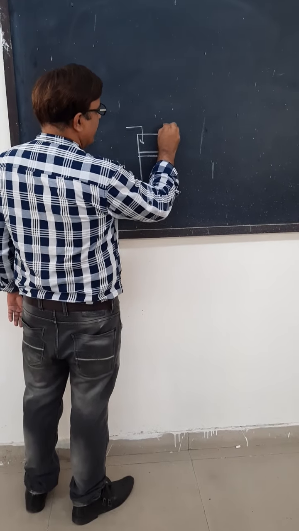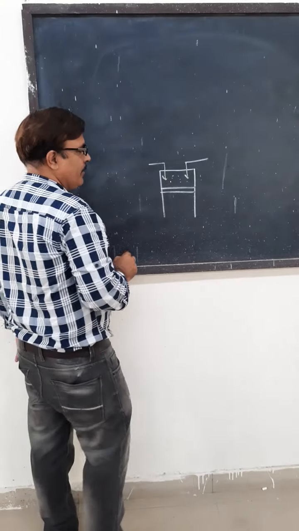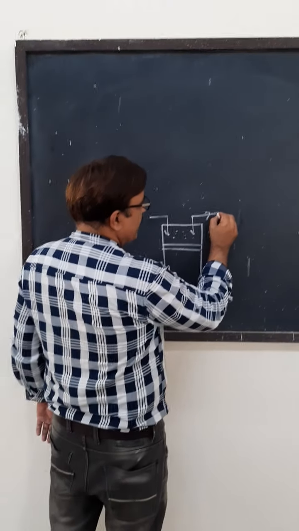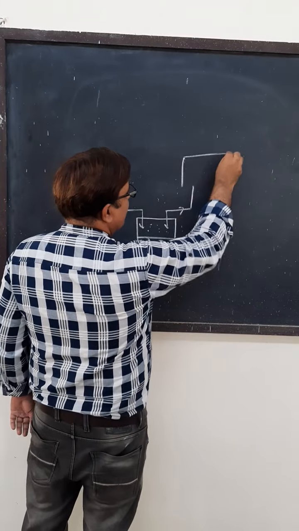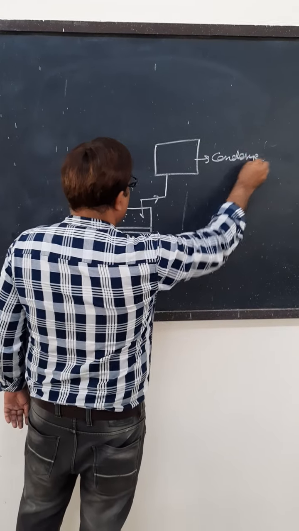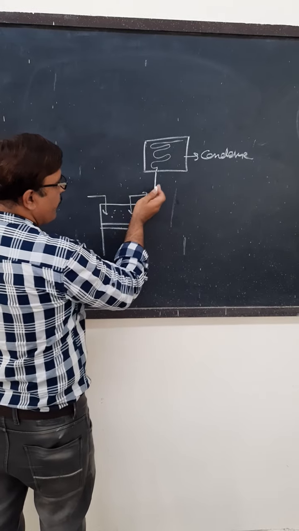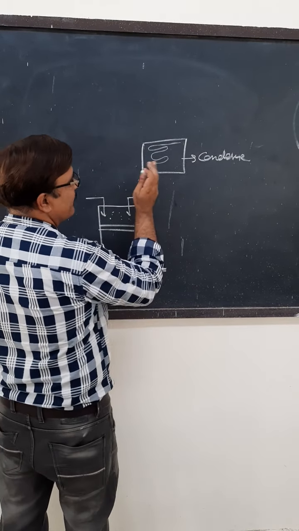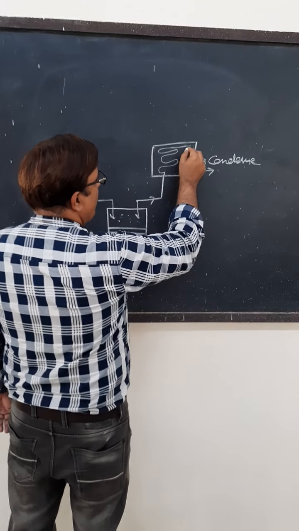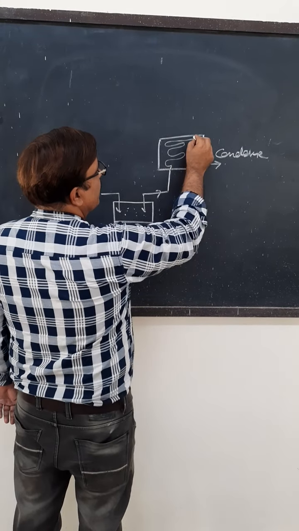In which low pressure and low temperature refrigerant is coming inside this compressor, and after compression, high pressure and high temperature refrigerant is supplied to the next component, the condenser. When the high pressure, high temperature vapor passes through this condenser, there will be a phase change at constant pressure, because it supplies heat to the surroundings. After this, the vapor refrigerant is converted into liquid refrigerant.